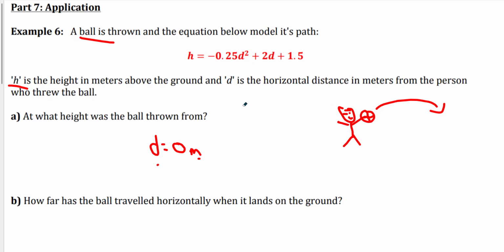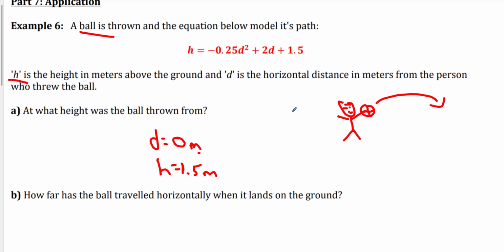Okay, and most of you got this right. If I substitute 0 into d, it's going to be negative 0.25 times 0 squared plus 2 times 0 plus 1.5. Anything times 0 is just 0. So the final answer is just 1.5 meters. Remember, with word problems you have to use units. You have to write statements. So it's something like, the initial height is 1.5 meters.